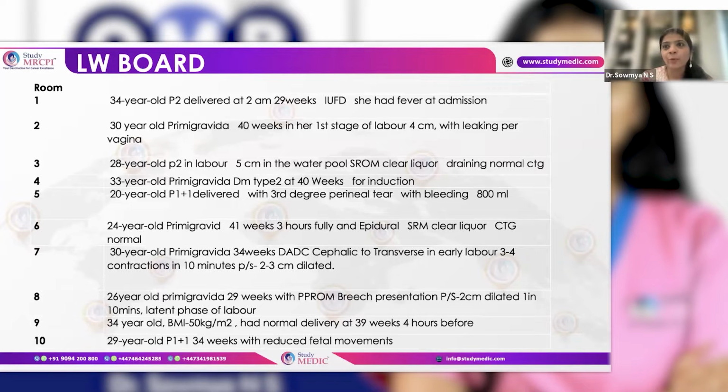Looking at the labor ward board, I would first want to rush to room number 5 because I can see that this is an obstetric emergency, which is a postpartum hemorrhage. I can also see a postpartum lady with a third-degree perineal tear who is bleeding. I would rush there along with the midwife, and I would also take the GP trainee along to understand what's happening. I would start with communication, resuscitation, arrest of bleeding, and management together.